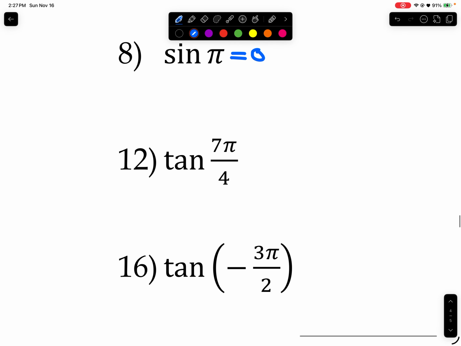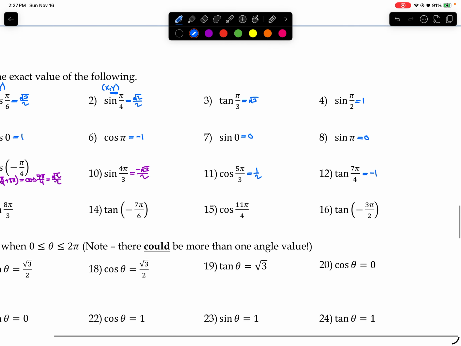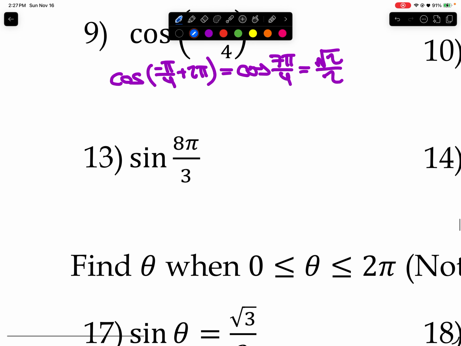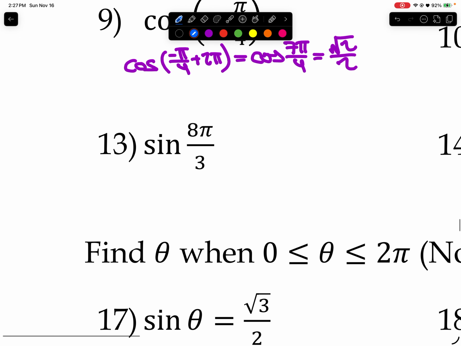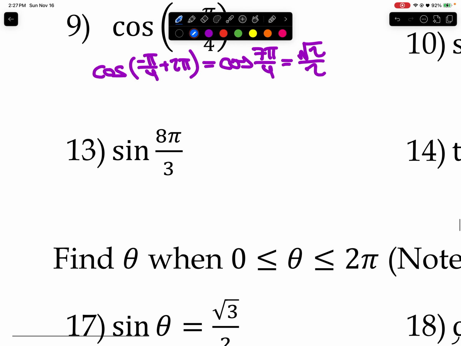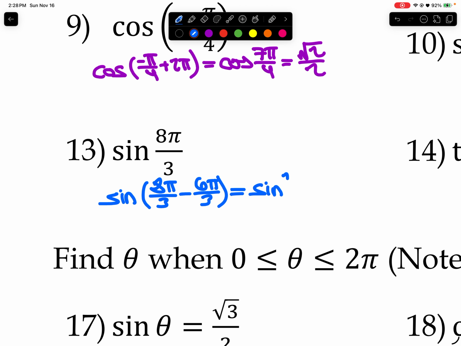And then tangent 7 pi over 4, that's quadrant 4. Tangent's negative in quadrant 4, and that's going to be negative 1. And then this is where I start throwing some of the coterminals at you. So sine of 8 pi over 3, I'm going to subtract 2 pi. So I'm going to do 8 pi over 3 minus 2 pi. But I'm going to rewrite 2 pi as 6 pi over 3, which means this is the same as doing sine of 2 pi over 3, which in that case is root 3 over 2.